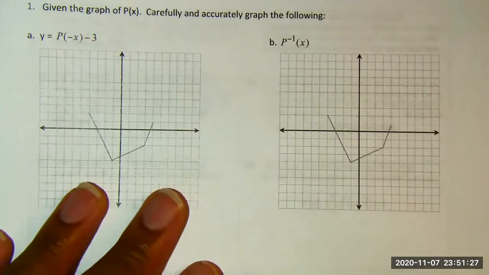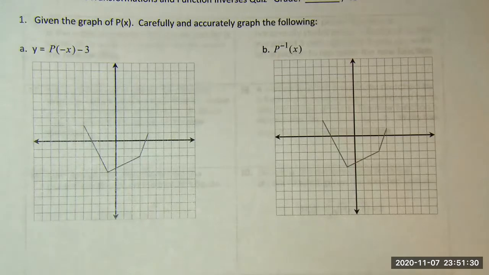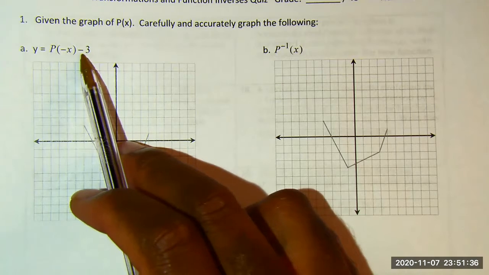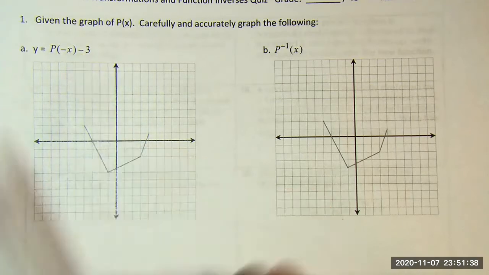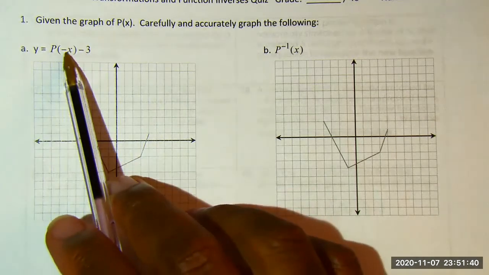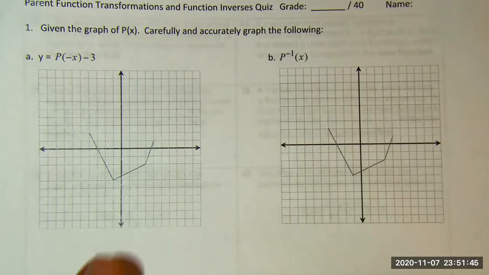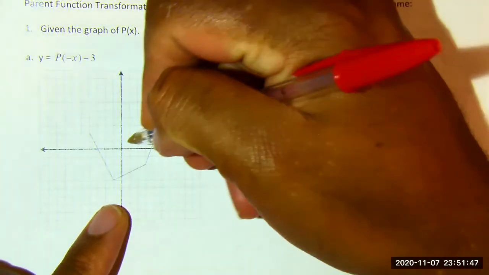So here we go. Given the graph P of x, carefully and accurately graph the function. So it looks like we're reflecting it over the y-axis and translating it down 3 units. I could write that out, but I don't want to. Reflecting it over the y-axis, translating down 3 units. You need to know this. I know this already. So 1, 2, 3, 4.